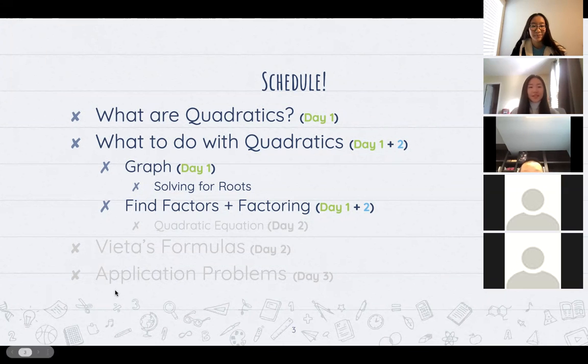Oh, okay, sure. Today we're going to do basically the basics that will prepare us for next week and the week after that. So today we're just going to do definitions of quadratics and then some basic things about what to do with them. We're going to graph them using Desmos and stuff, and then we'll do a little bit of finding factors.